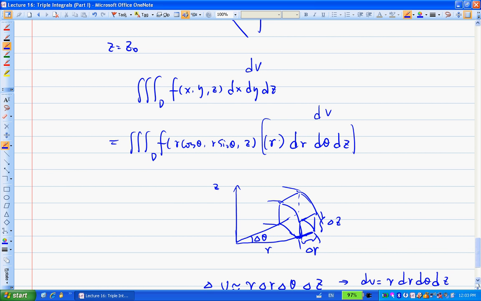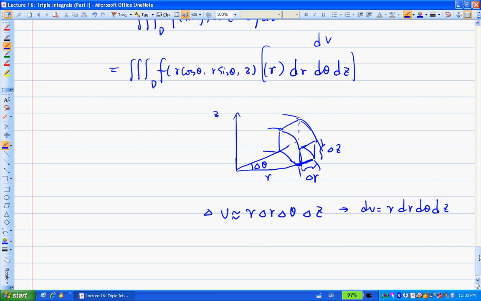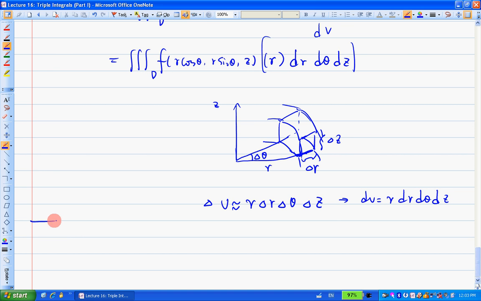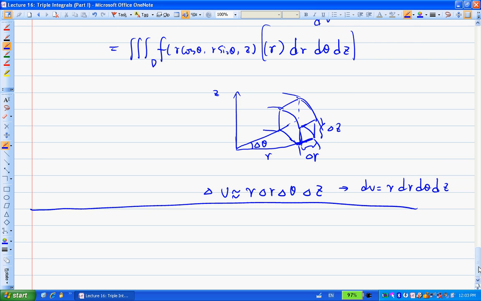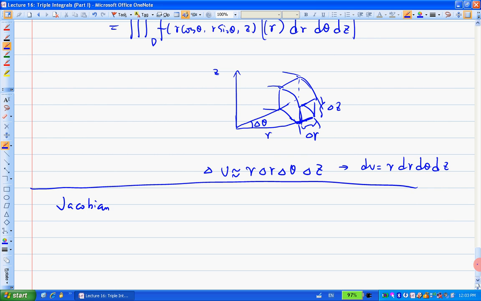Now I'm going to tell you another way of doing this, which is actually a much better way. This is called using the Jacobian. This is optional. Have you heard of the Jacobian? Yes. Where? Numerical methods. What's the Jacobian doing over there? Just a matrix, right? Yeah, exactly.